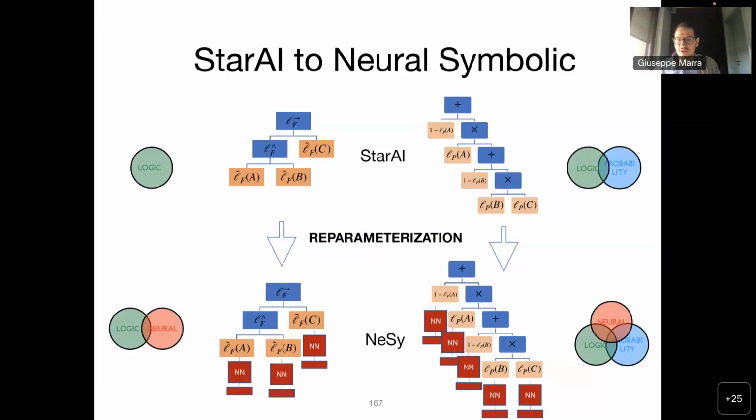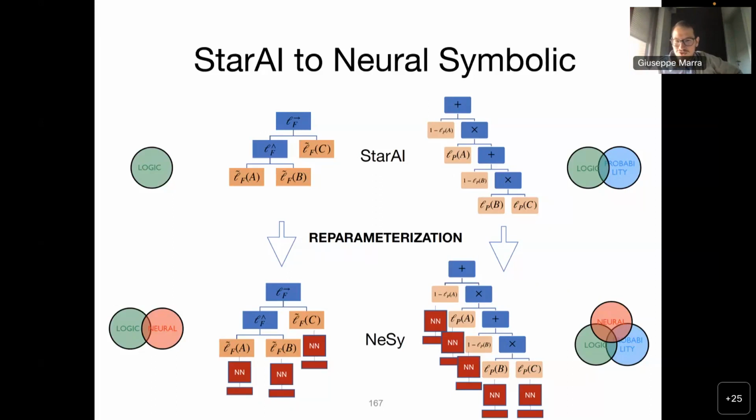So also to connect to the question you asked me before about NeurASP, whether it has a probabilistic interpretation. If you consider NeurASP as a circuit that is a conjunction over all the possible stable models, so you have this circuit that allows you to define this probability distribution, NeurASP is simply a reparameterization. Instead of having just probabilities, they have neural networks below. So this is also valid for NeurASP.